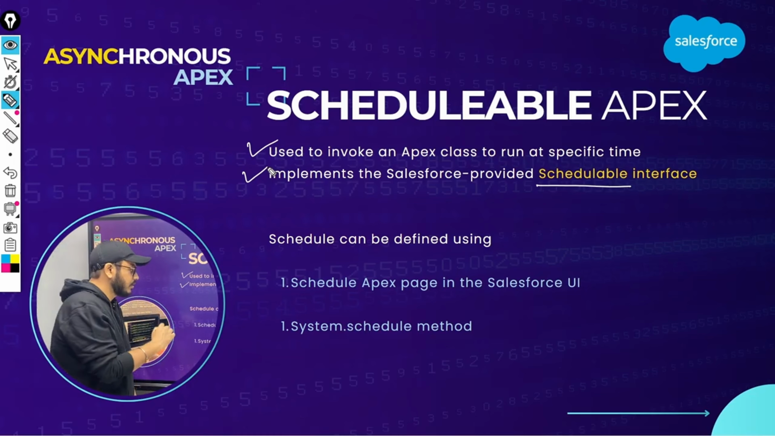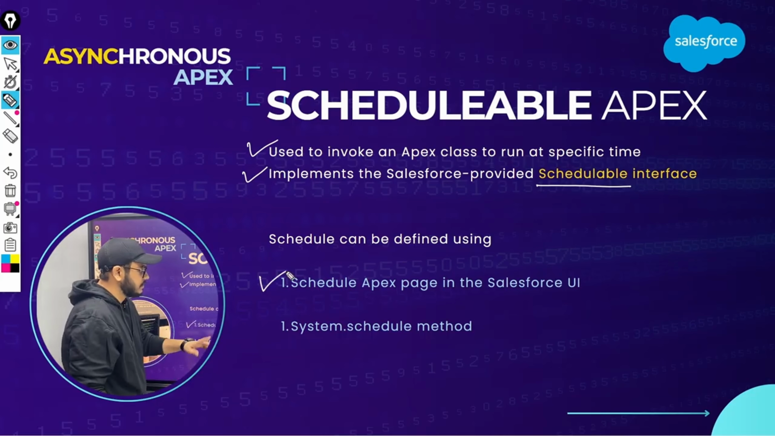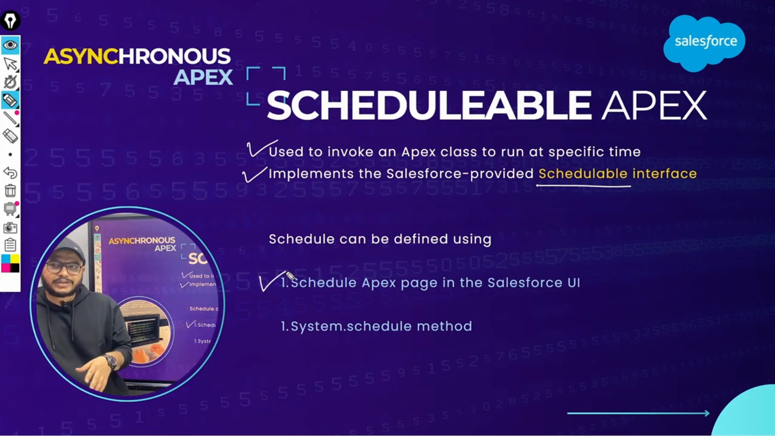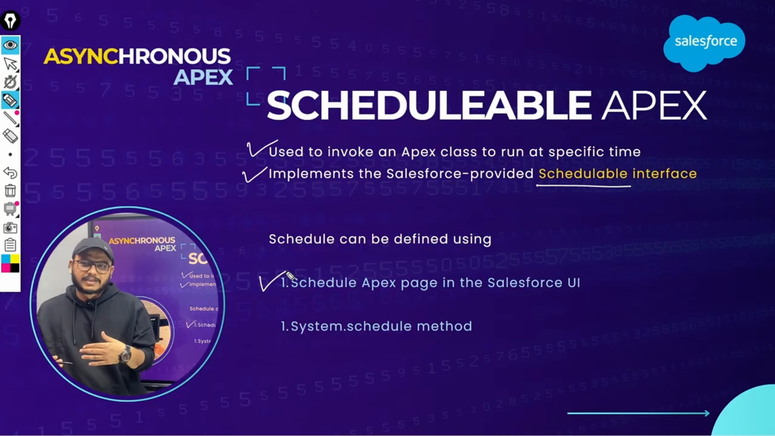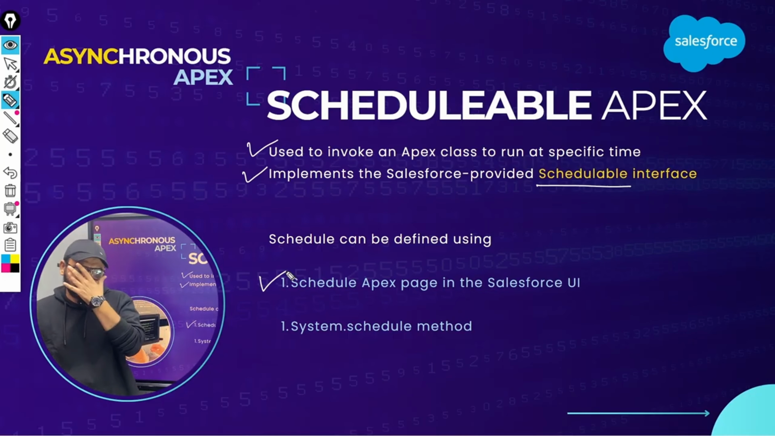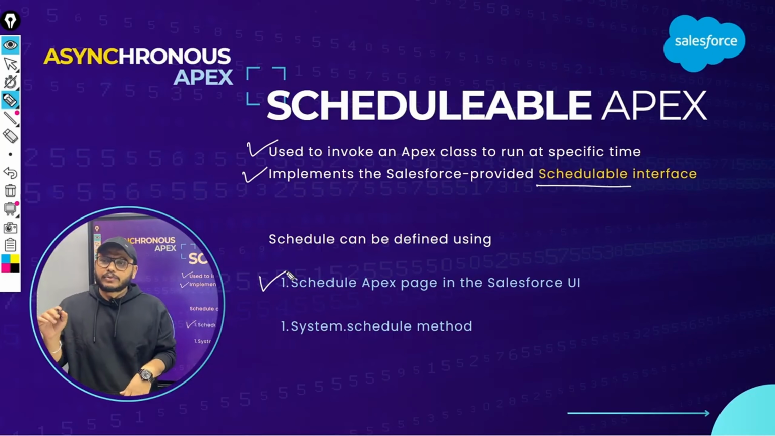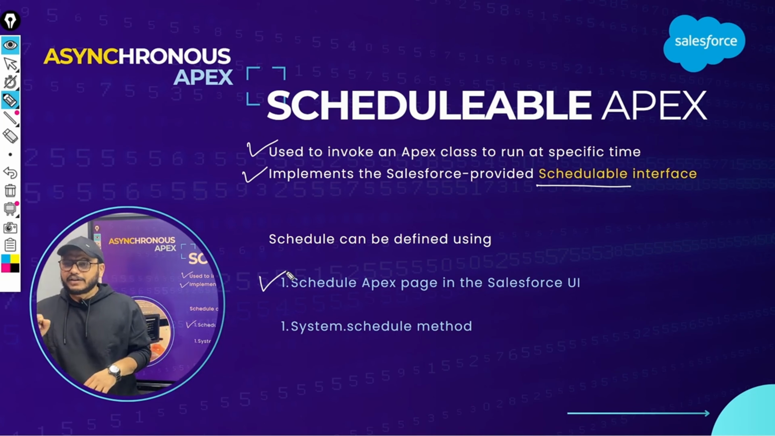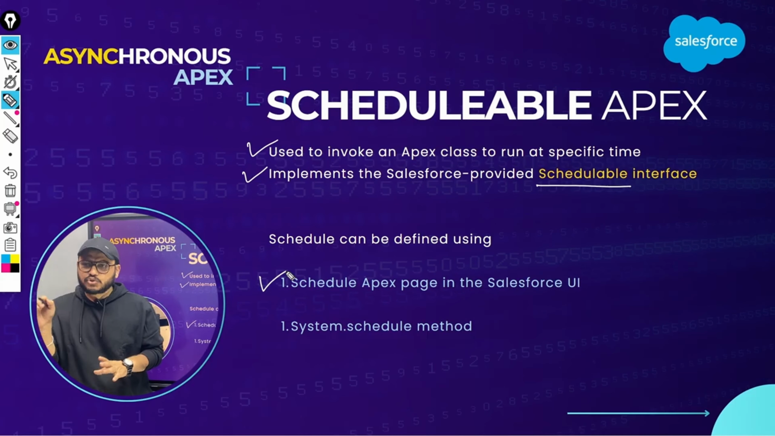There is an option to schedule it from an Apex page in the Salesforce UI. In the Salesforce UI, where you see the list of Apex classes, there is an option to schedule Apex. That's a completely UI based option. You can go to that page and click on a button called Schedule Apex, and choose your schedule, daily, monthly, weekly, something like that.